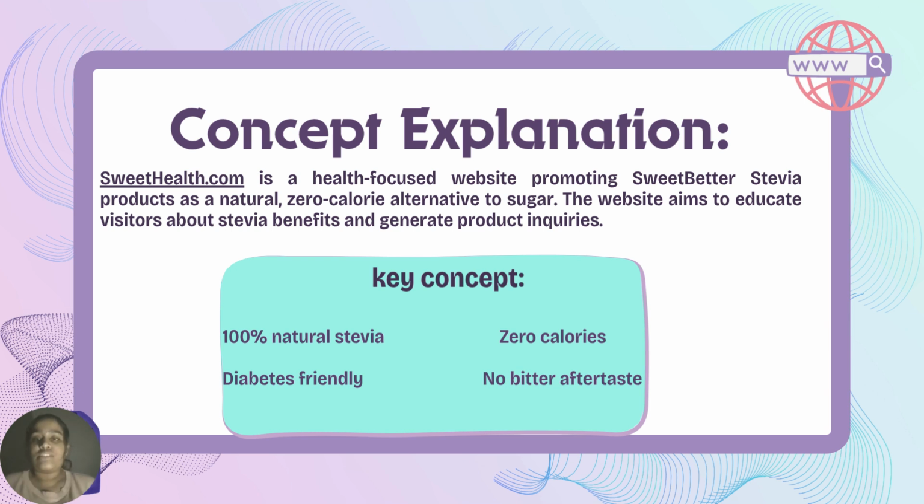So, what is the concept of our website? SweetHealth.com is a health-focused website that promotes Sweet Better Stevia product as a natural, zero-calorie alternative to sugar. The main goal of our website is to educate visitors about the benefits of stevia and to generate product inquiries from potential customers. Our key messages are 100% natural stevia, zero calories, diabetes friendly, no bitter aftertaste. These messages are consistently shown throughout our website.